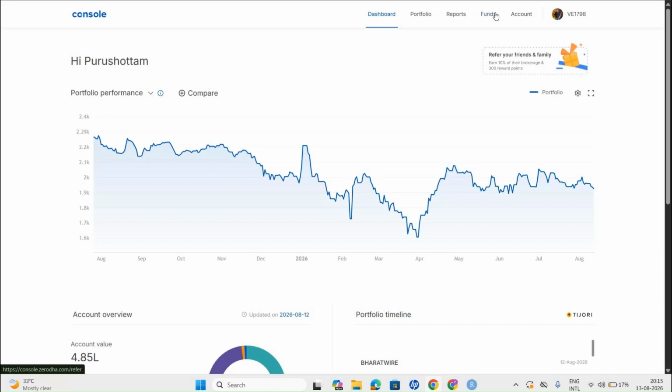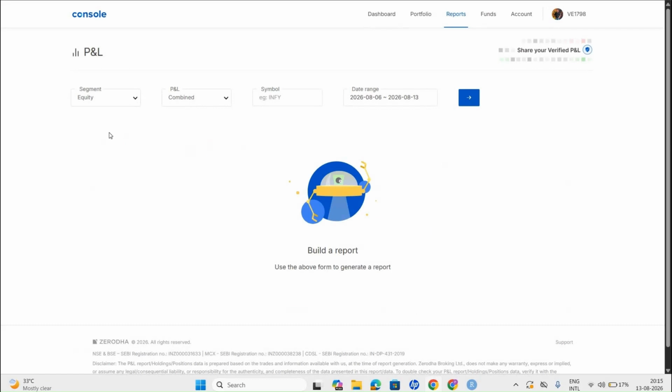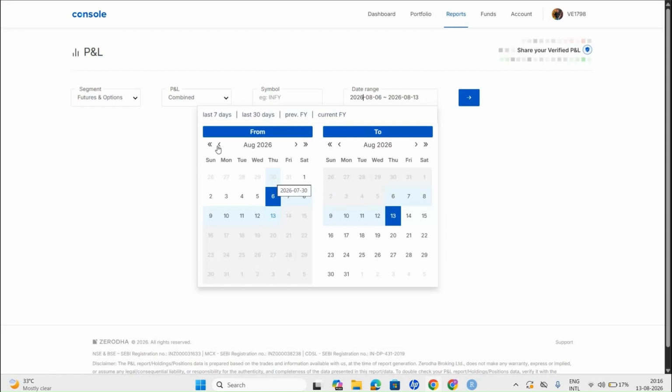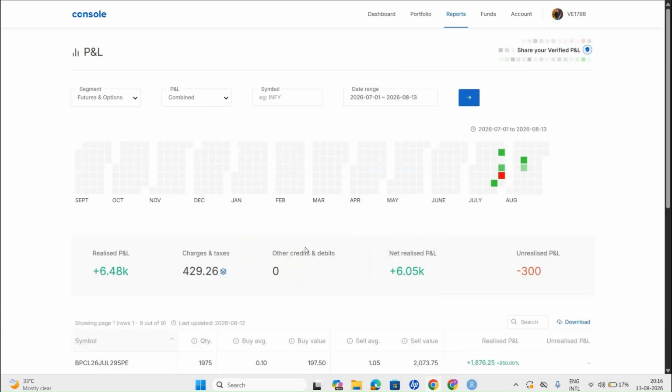So if I come here to reports, I can go to profit and loss. And if I replace this with futures and options, maybe I can select 1st July, and this is the 13th. Okay, fine. So here you can see I took the first trade using this dashboard on the 24th of July, and here I booked a profit of around 2000 rupees, and then I booked a loss. It's not a loss basically. If you combine both legs, it's 1200 and then 600, around 500 profit, because I've taken the spread.